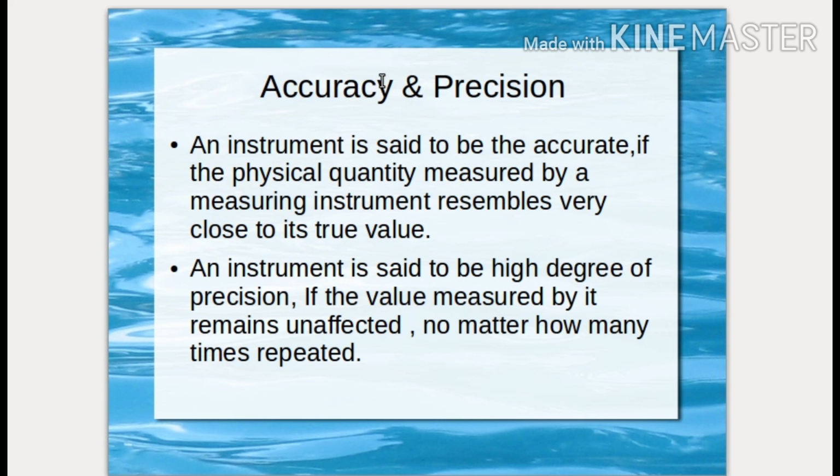So these terms are regarding some instrument. An instrument is said to be accurate if the physical quantity measured by the measuring instrument matches very close to its true value. Now this is a bit difficult definition, but soon you will be understanding this definition.